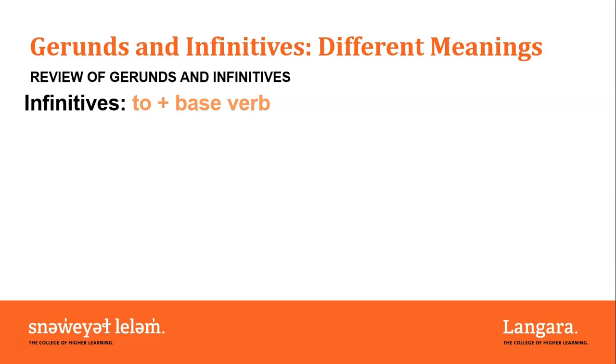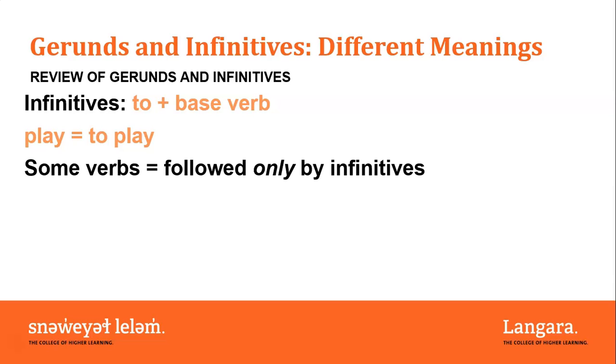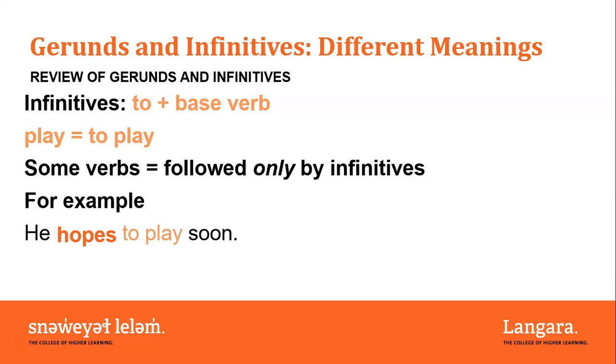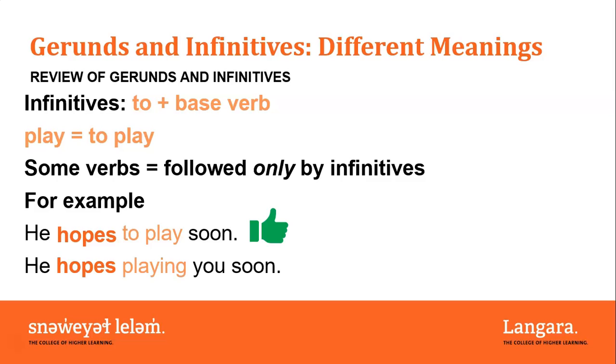An infinitive is when we do to plus your base verb. For example, play will become to play. Some verbs are only followed by infinitives. For example, the verb hope is followed only by an infinitive. For example, he hopes to play soon. If you wrote, he hopes playing soon, that would be incorrect.